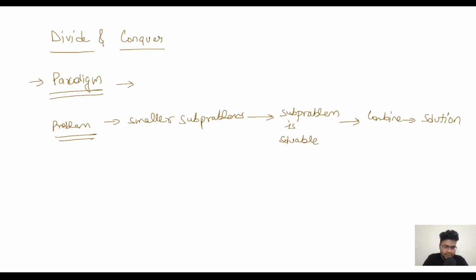Okay, so how do we do it? In divide and conquer we have three stages. The first stage is divide, the second stage is conquer, and the third stage is combine. Let us see how we can define each of these stages. So let us suppose I have a problem here. Okay, and I keep on dividing this into sub problems.